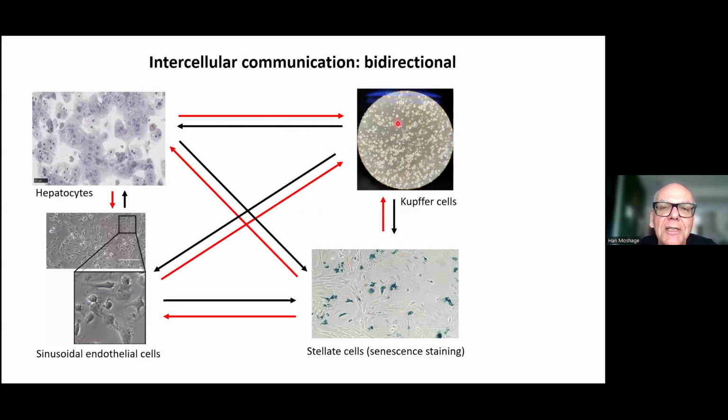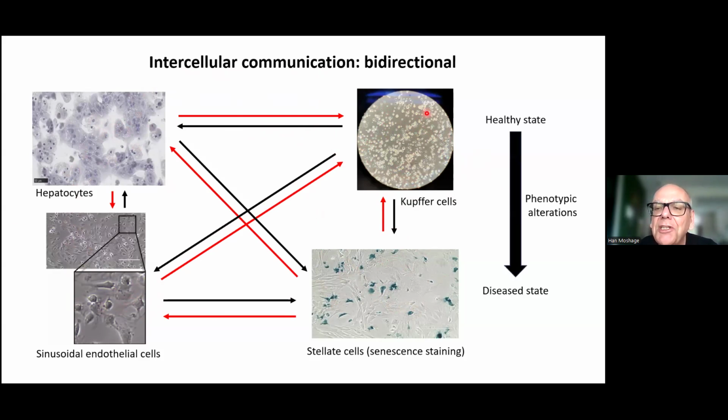So you see that this intercellular communication becomes quite complex because this cell influences this cell, but this cell will also influence this cell type. And the final layer of complexity is that the communication changes from a healthy state to a disease state.